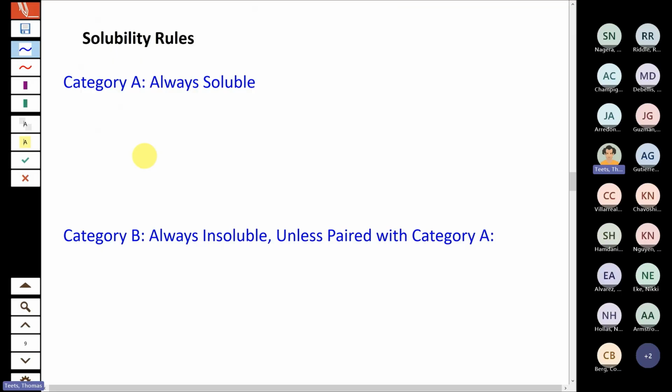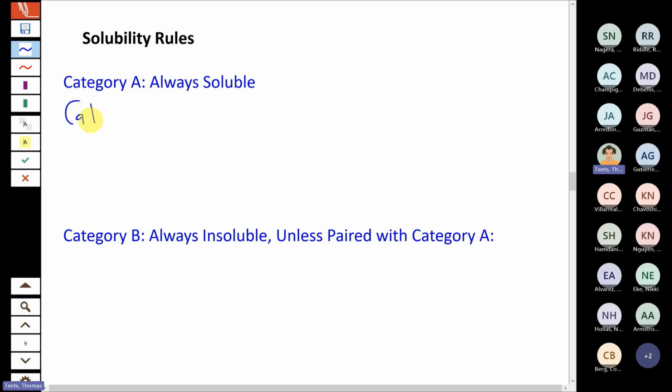What that means is you want to look for these obvious ones first, because a lot of the problems you do are going to have one of these obvious cases from either category A or category B, as I've labeled it. If that's the situation, then you can immediately understand, okay, this compound is soluble, this compound is insoluble. Those are very easy to deal with. So category A are ions that are always soluble. If you have one of these ions in your ionic compound, whatever else it's paired with doesn't matter. The compound will be soluble. It will never form a precipitate in that case.